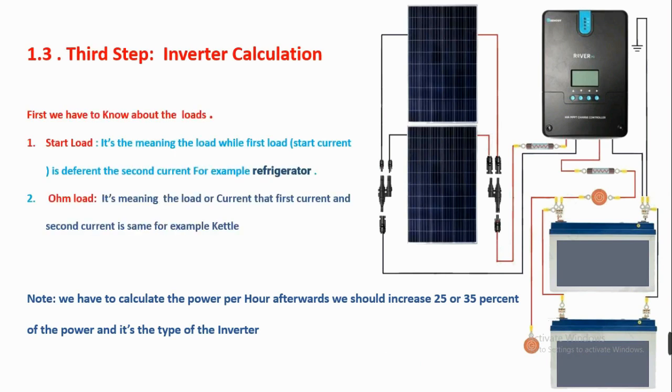First, we have to know about the loads. 1. Start load, meaning the load where the starting current is different from the second current, for example a refrigerator. 2. Ohm load, meaning the load where the first current and second current are the same, for example a kettle. Note, we have to calculate the power per hour. Afterwards we should increase the power by 25 or 35%, and that gives the type of the inverter.